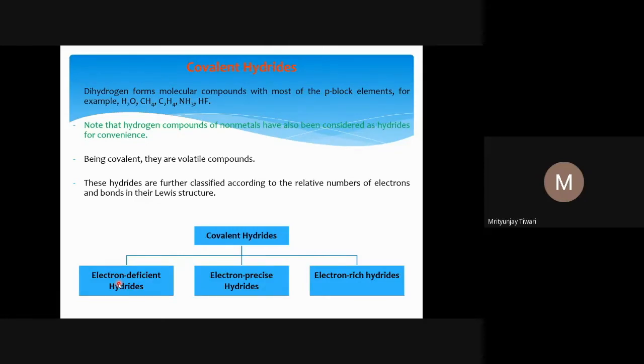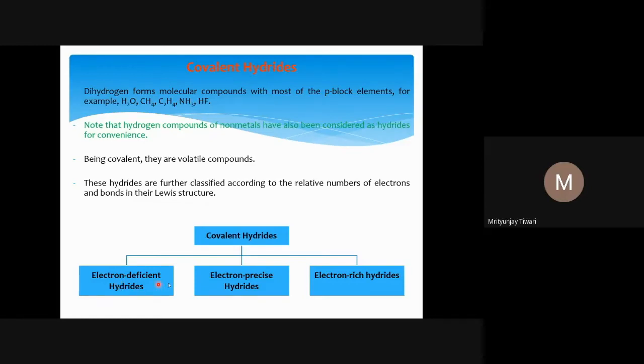It requires certain electrons, and since its octet is not complete, it will always be looking to accept electrons from some other chemicals, and so they behave as Lewis acids. This behavior is called Lewis acid. So they are electron acceptors, so they are Lewis acids.